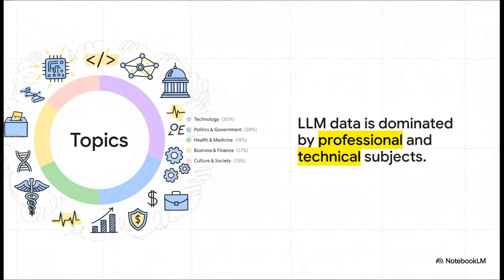Now, take a look at this breakdown. What's really fascinating here is the distribution. The data is heavily skewed toward professional and technical subjects. You've got technology, politics, health, and business way out in front, and that's our first major clue. LLMs are primarily being trained on a world of specialized, expert information, not just casual chatter.